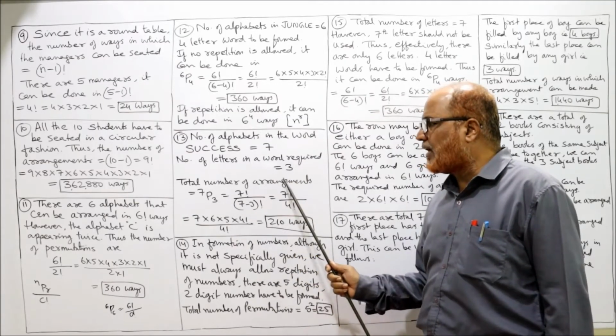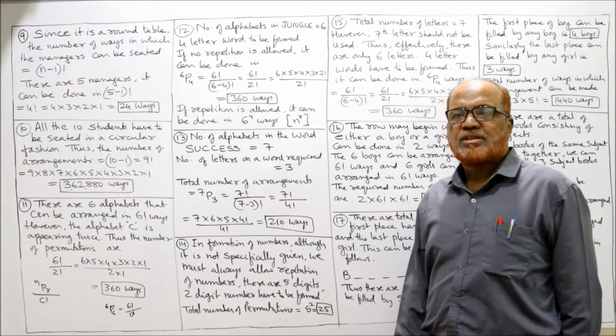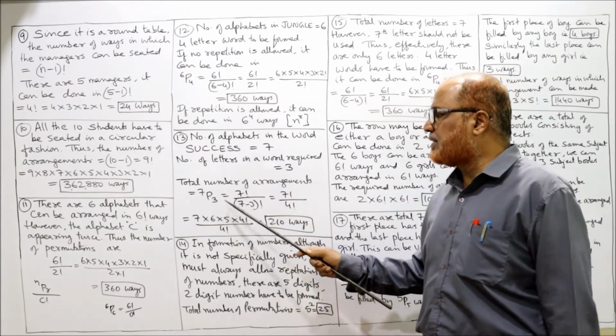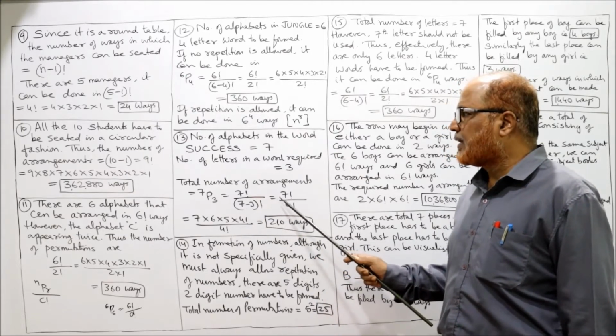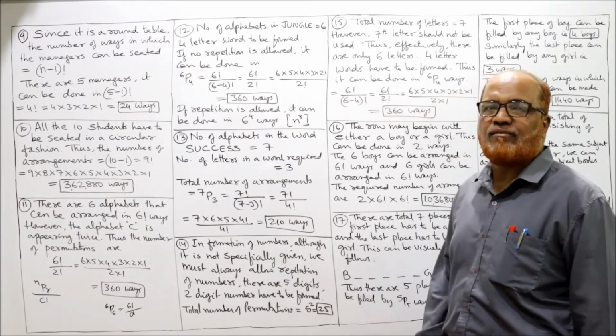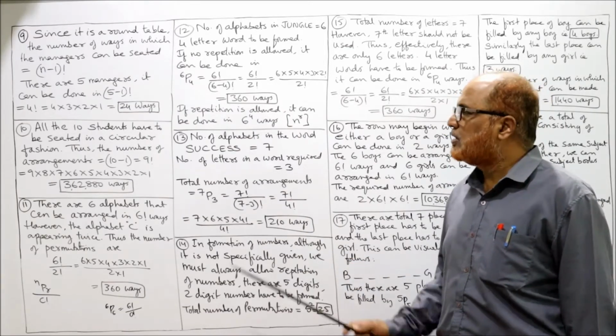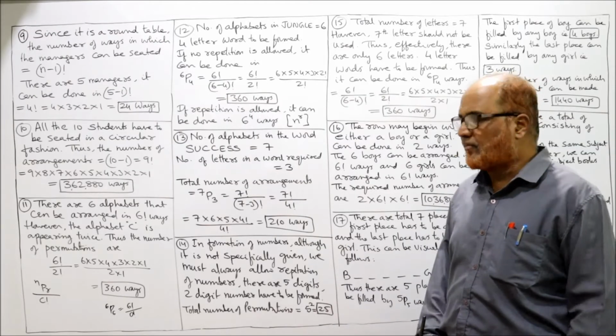Now total number of arrangement is 7P3. 7 alphabets है, तो 7P3, तो 7 factorial divided by 7 minus 3 factorial. You will get 7 factorial by 4 factorial, 210 ways. We can be able to arrange 3-letter word out of a total of 7-letter word.